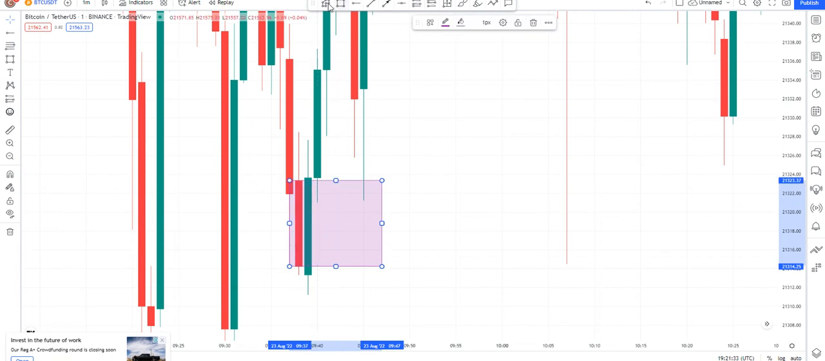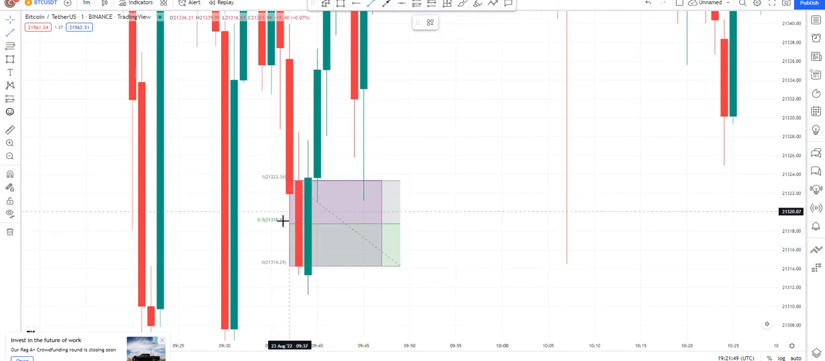We can use a Fibonacci tool to measure the range of the body, from the top to the bottom of the body. The middle part, we'll call the mean threshold. That's the equilibrium of that candle, and that is what we call the mean threshold.